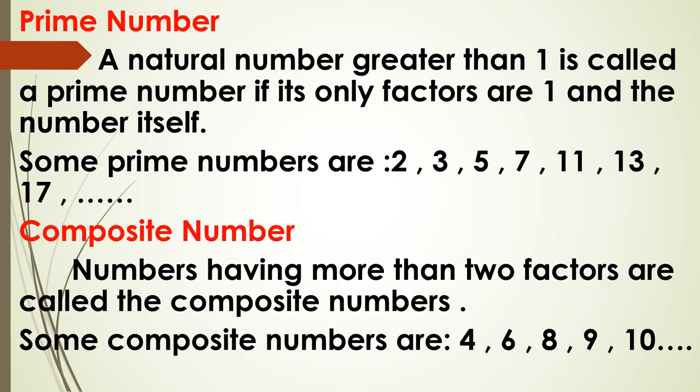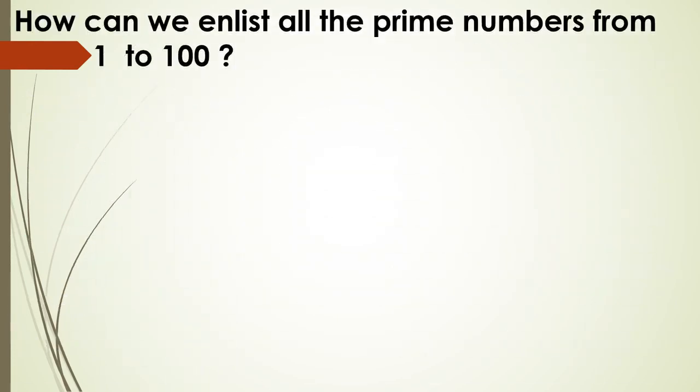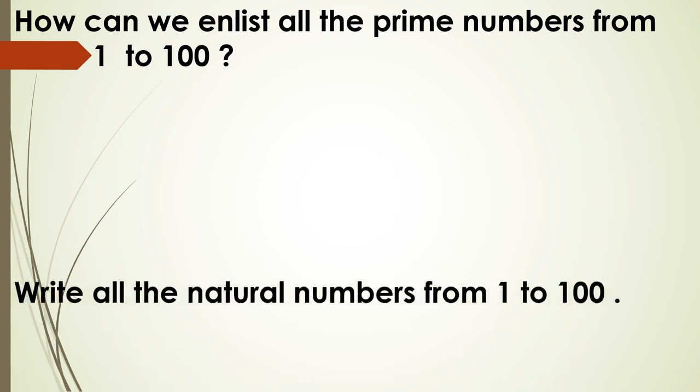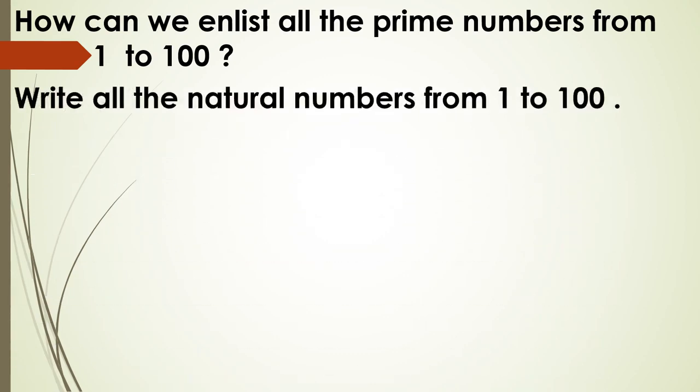Now I will tell you an interesting method to find the prime numbers that you can do yourself also at your home. Now see, how can we list all prime numbers from 1 to 100? How can we find out? First of all, you have to write down all the natural numbers from 1 to 100 as I have written.